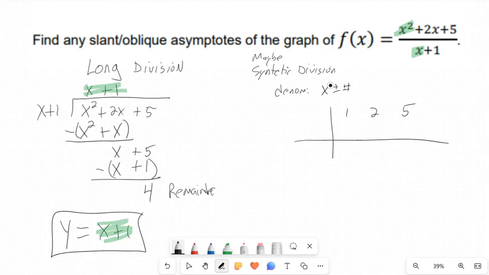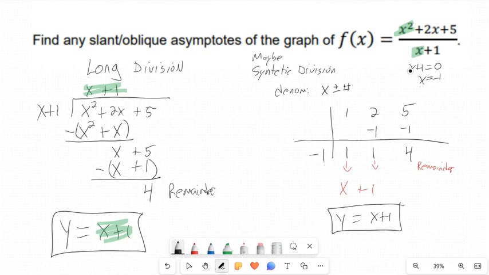Put the coefficients of the numerator in play. Set the denominator equal to 0 to find the appropriate 0, -1, that we'll use. Always bring this number down to start off, and then multiply and add, and multiply and add. And this again is the remainder. And this is a 1x, and this is a plus 1, and then y equals. That would be the other approach to this problem.